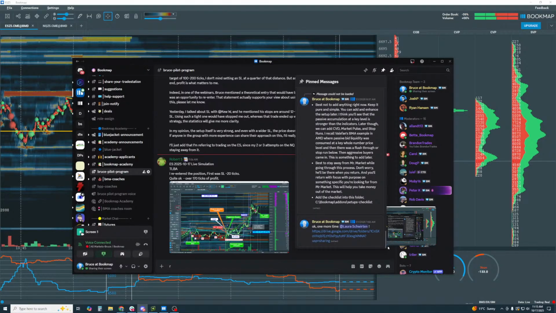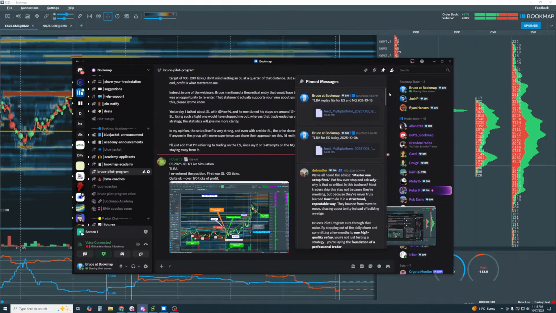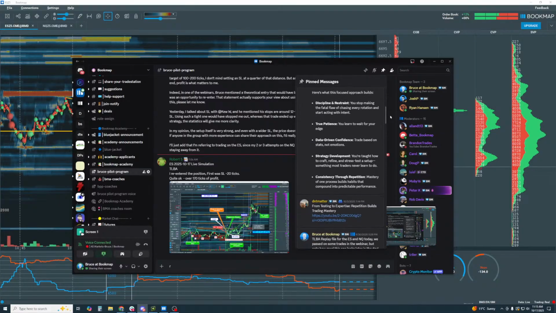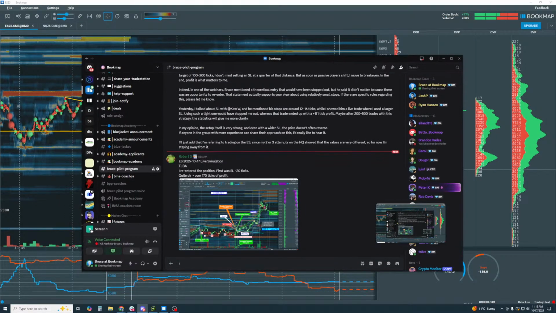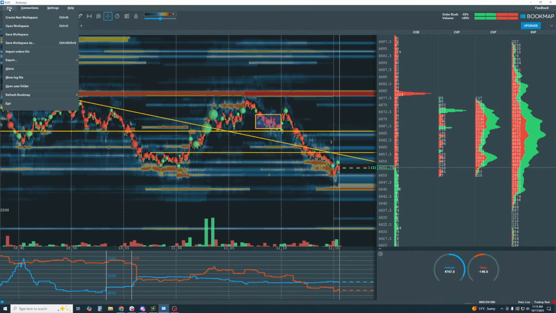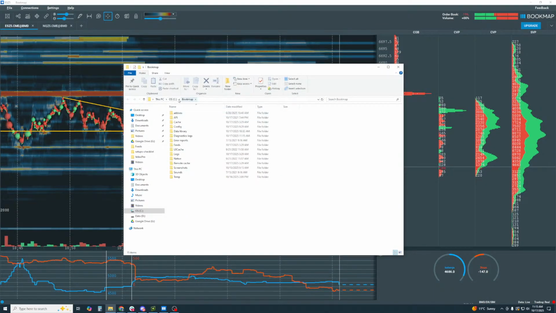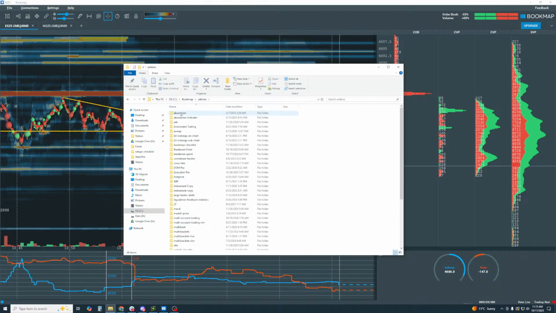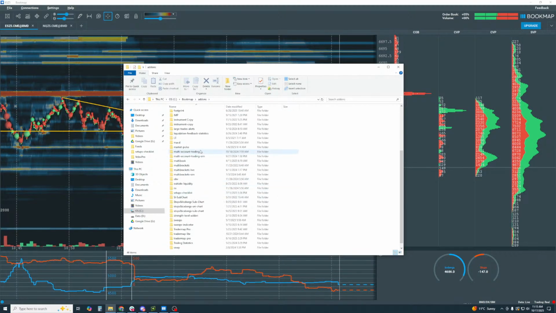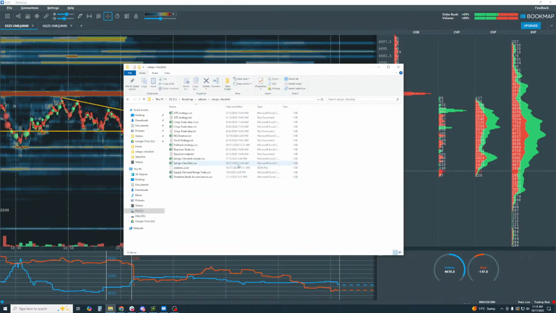Huh. Maybe I didn't. I thought I dropped it in here. I was pretty sure I did. All right, I didn't. Well, then let's do it now. Okay, so hold on a minute. Go back up to File, open your user folder here. Okay, C drive, Bookmap, add-ons. Go down to setups checklist. Okay, here it is. And then I'll drag and drop it over into the pilot program.